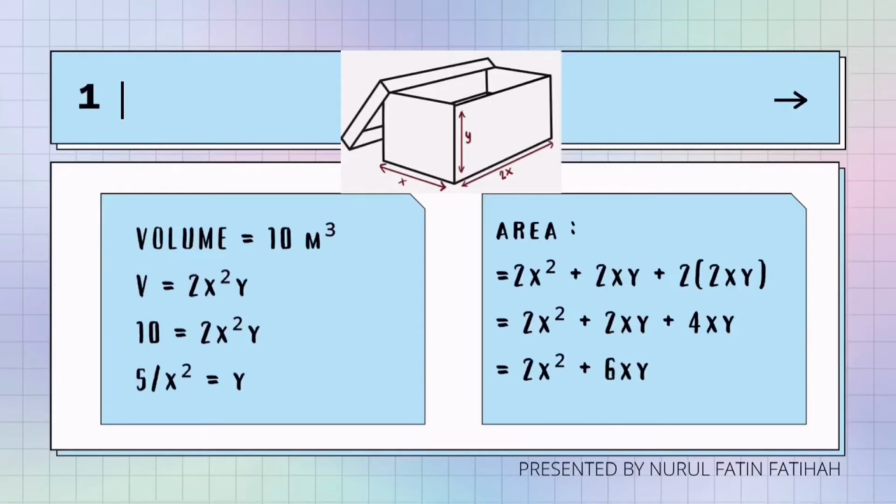And we know that volume is equal to length times width times height. We multiply all these variables: 2x times x times y is equal to 2x squared y. We substitute 10 into V because V is the volume. We already know that 10 is equal to the volume. So 10 is equal to 2x squared y. We need to find y because after that we need to find the area in terms of x. So we find y, we get 5 over x squared.